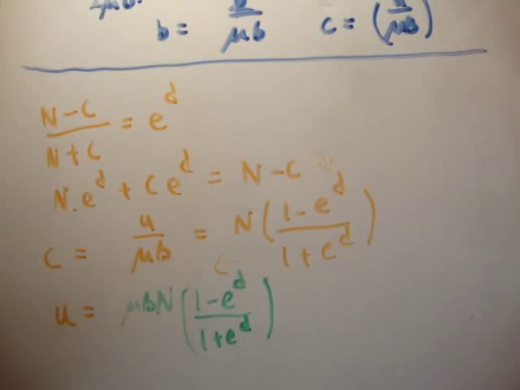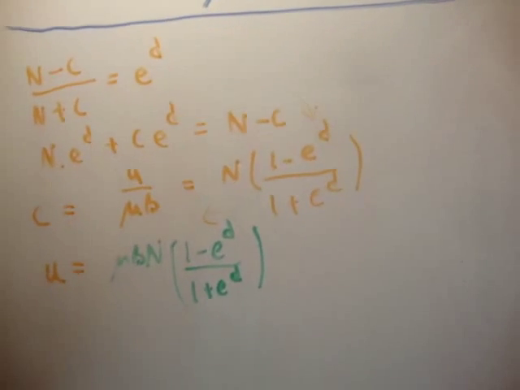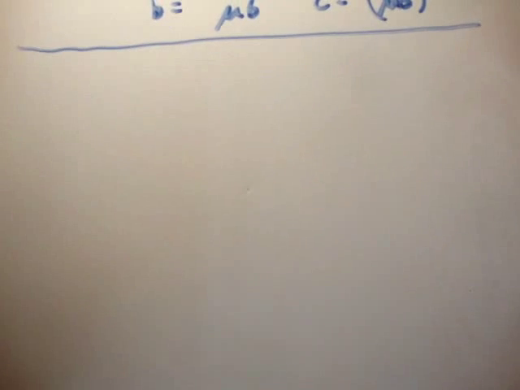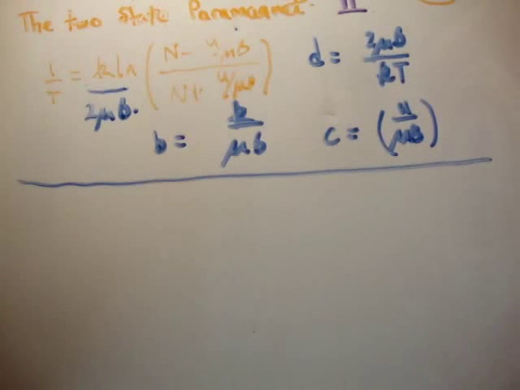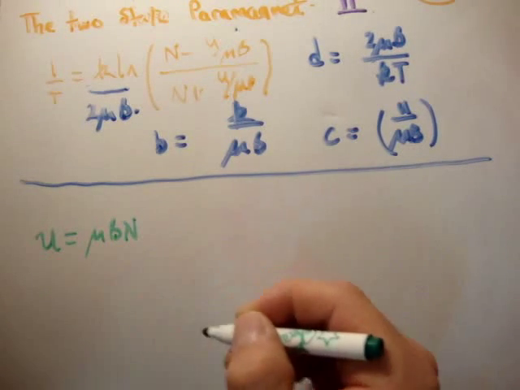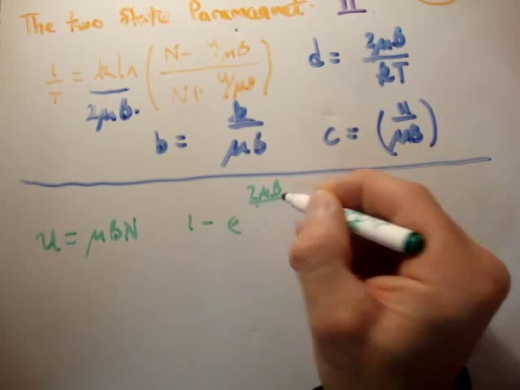Okay, and you can put in the placeholders if you like, no big deal. What I'd like to notice here is that the placeholders are 1 minus e to the D, 1 plus e to the D. Okay? So, why is that important? Well, I think it's time that I put in the full answer. So I'm going to put it in without my placeholders. I'm going to rewrite that equation. So we had U is equal to mu B N times 1 minus e to the 2 mu B over kT.